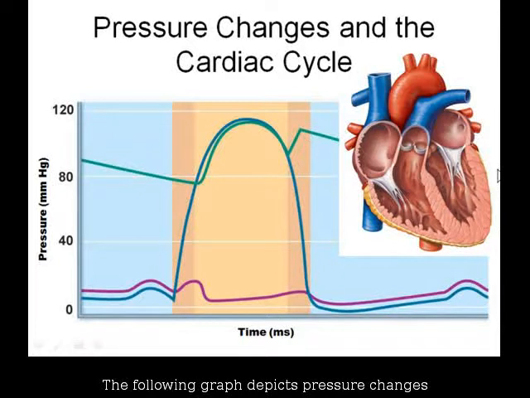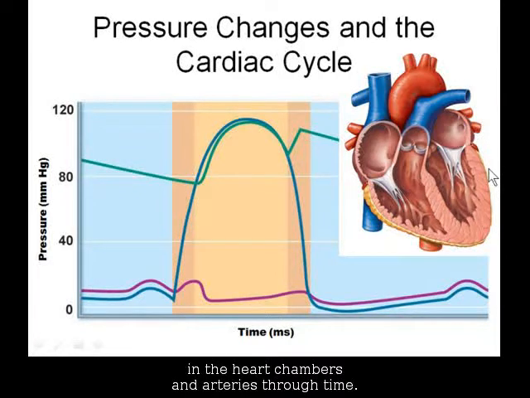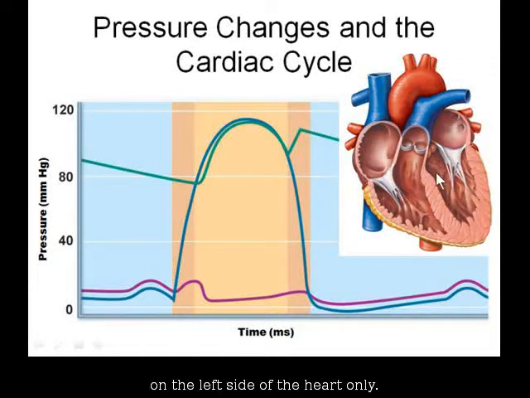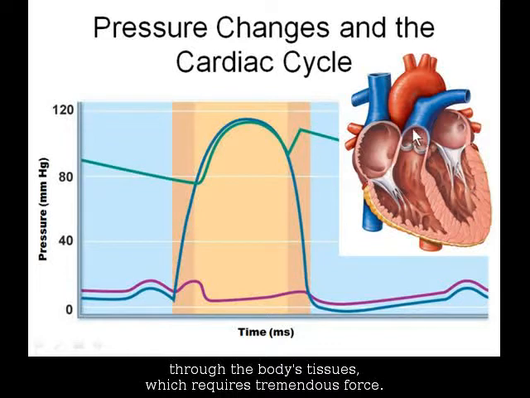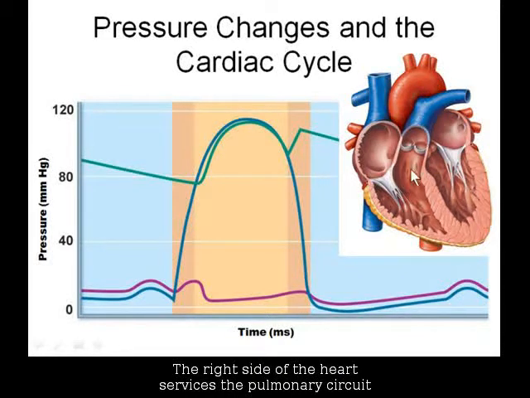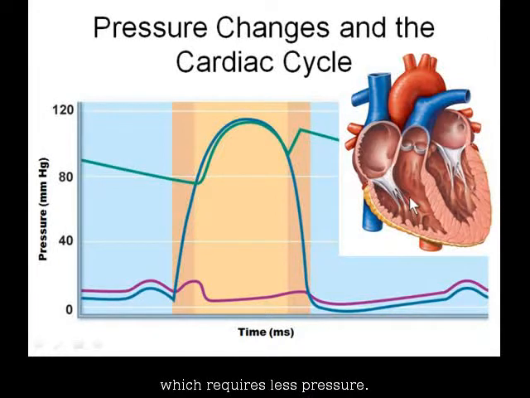The following graph depicts pressure changes in the heart chambers and arteries through time. This graph depicts pressure changes on the left side of the heart only. The left side of the heart pumps blood through the body's tissues, which requires tremendous force. The right side of the heart services the pulmonary circuit, which requires less pressure.